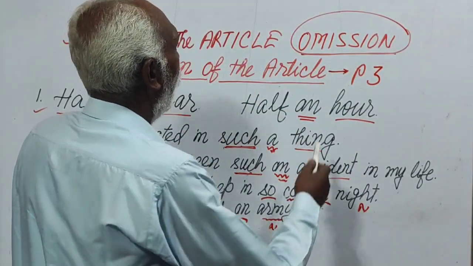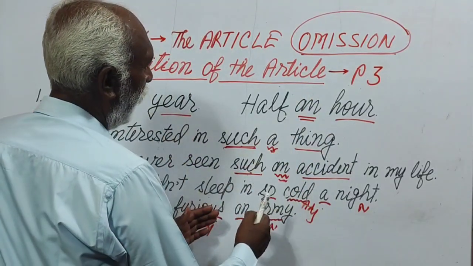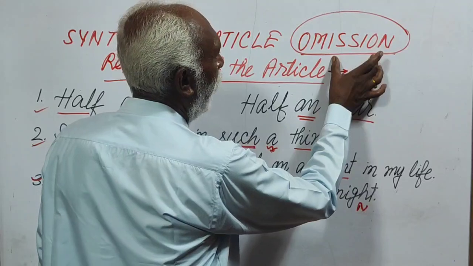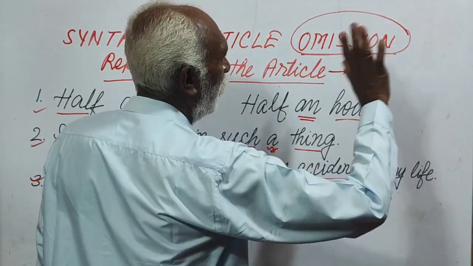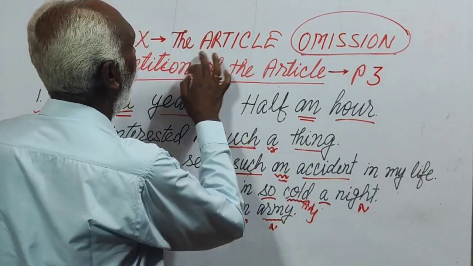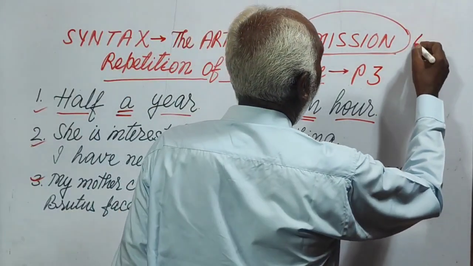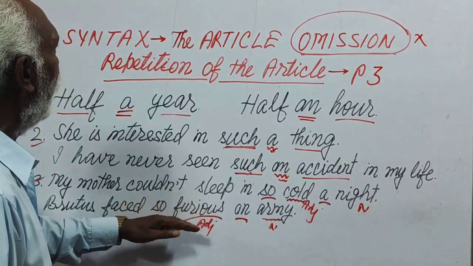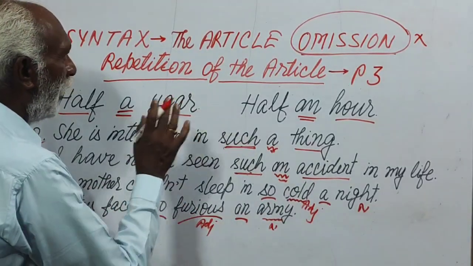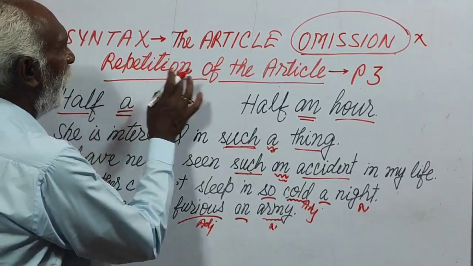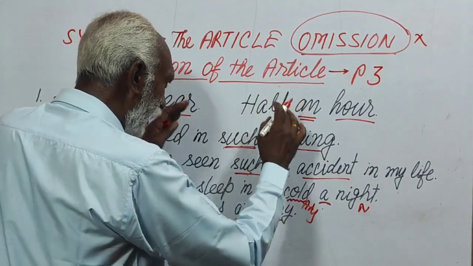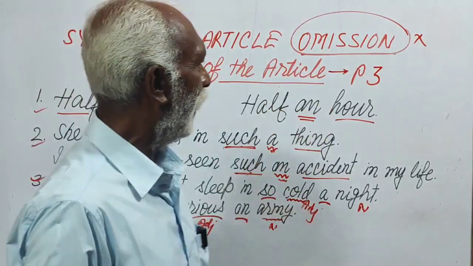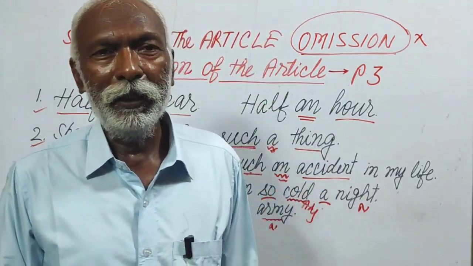Okay, dear. Now, in these sentences you find that the articles a and an haven't been omitted. The articles a and an haven't been omitted in these sentences. And you may also find no repetition of the article in these sentences. repetition नहीं है, omission भी नहीं है, a and an का प्रयोग दिखाया गया है.